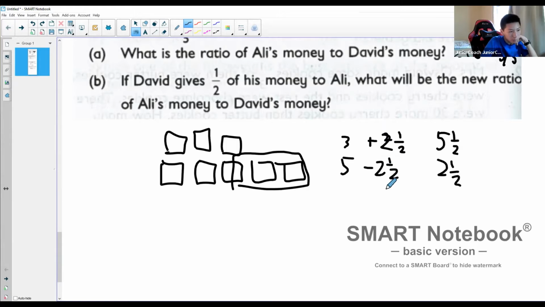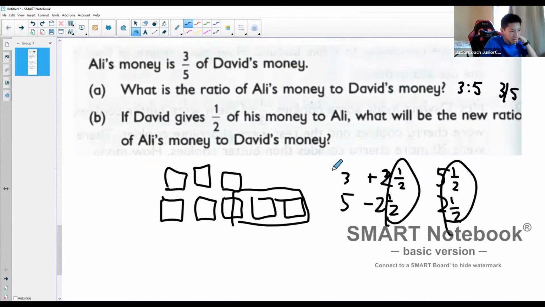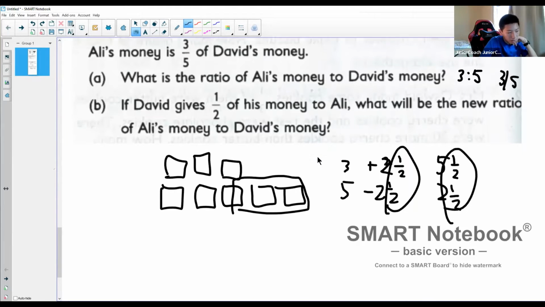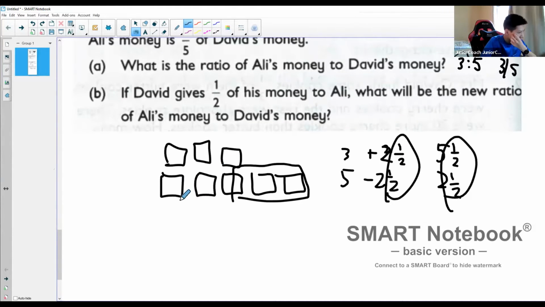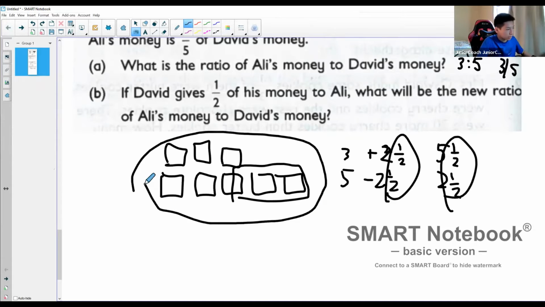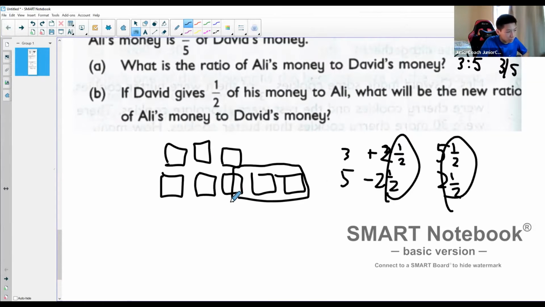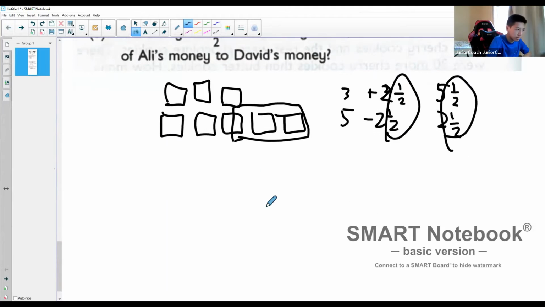But as you can see here, we're working with fractions, which are really annoying. So the easiest way to solve this is by identifying, once you reach the second step right here, when you realize that you have to cut David's money in half, that this box right here gets cut in half, which is really inconvenient. So what we're going to do now is double the amount of both of them to make the math easier.